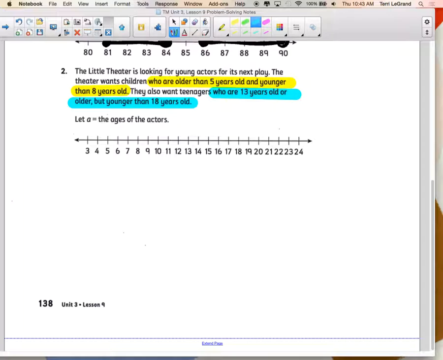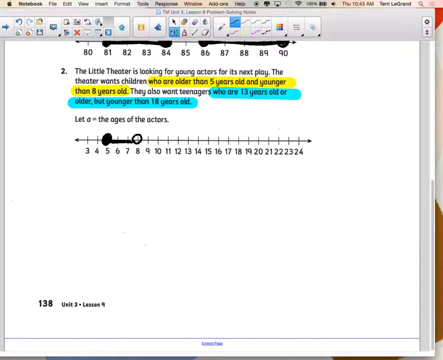Okay, can somebody help me graph the yellow highlighted part on mine? Tyler? Five is the circle shaded. You want me to shade it in? Okay, and then put a circle around the 8, but don't shade that one, okay? And then shade in between, okay.